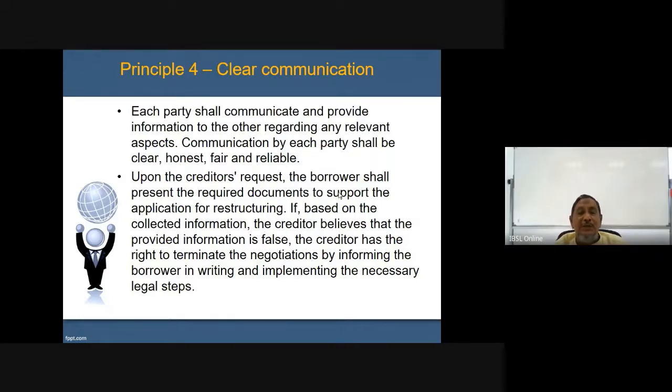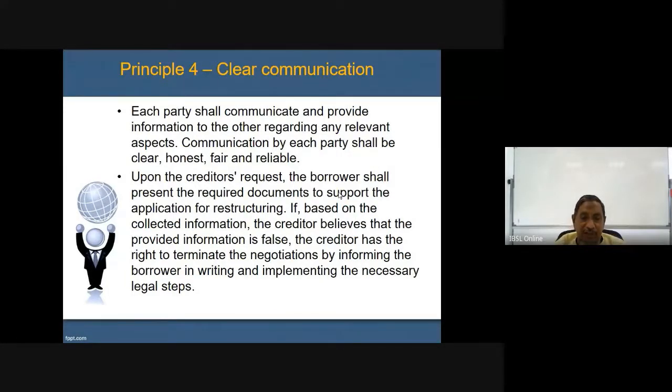Upon the creditor's request, the bank's request, the borrower shall present the required documents to support the application for restructuring. If, based on the collected information, the creditor believes that the provided information is false, the creditor has the right to terminate the negotiation by informing the borrower in writing and implementing the necessary legal steps.